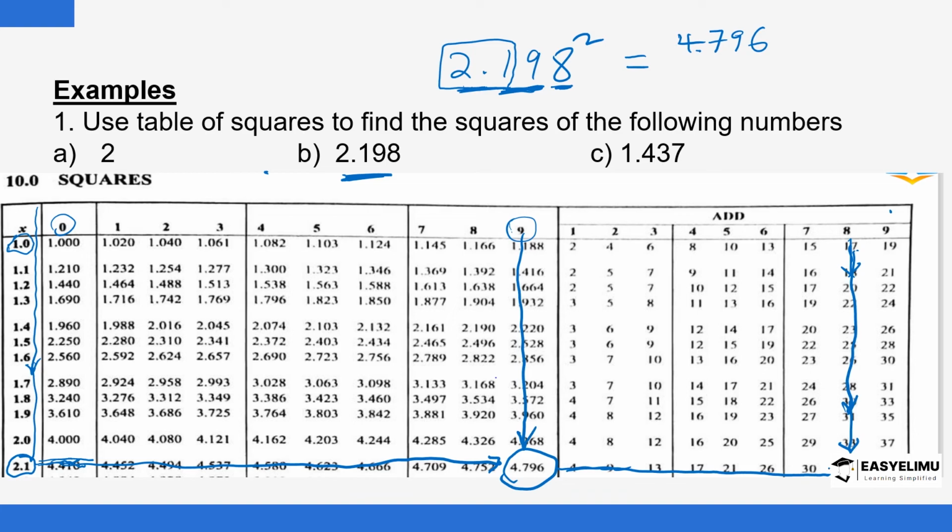So now you add it. Take note of the way I'm adding it. If you add, this is 0, 10, 0 carry 1, 13, 3 carry 1, 8, 4. So it means the square of 2.198 is 4.830. At this point you can ignore the 0. So this number is approximately equal to 4.83. That is the square of 2.198.